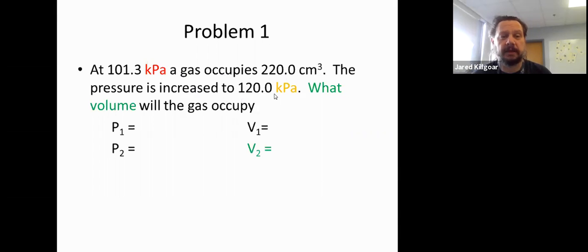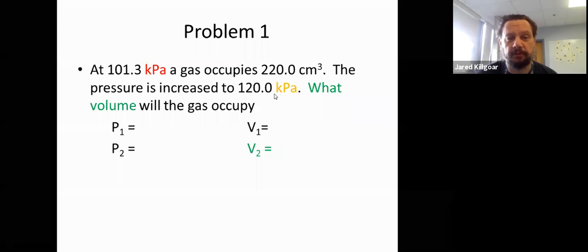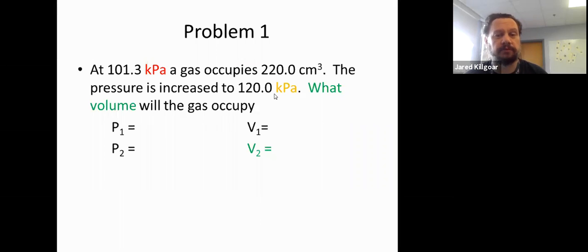First off, I like to make a table of all the variables. So this is a Boyle's Law problem because I have a pressure and a volume, and I'm asked for a volume at a new pressure. So I have given an initial pressure, an initial volume, a final pressure, and I'm asked, what is the final volume? So let's go diagram out and fill this chart in.